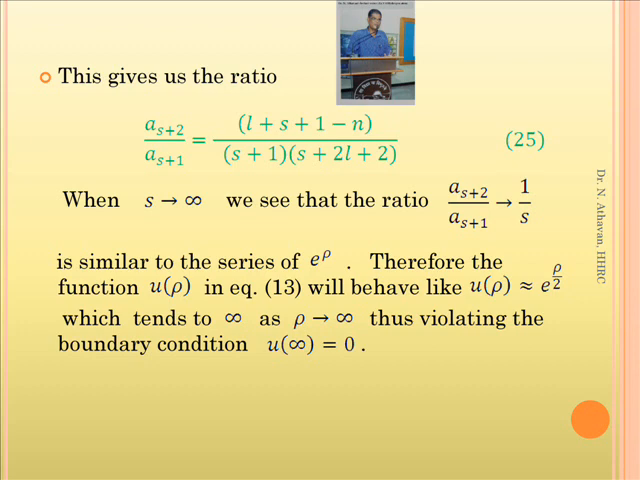Therefore, the function u of rho in equation 13 finally will be like e power rho by 2. Already we have taken it as e power minus rho by 2. Suppose this x of rho is of the form e power rho, then finally we have u of rho equal to e power rho by 2, which tends to infinity as rho tends to infinity, which is not advisable. It is violating the boundary condition u of infinity is equal to 0. So we have to do something to avoid this.